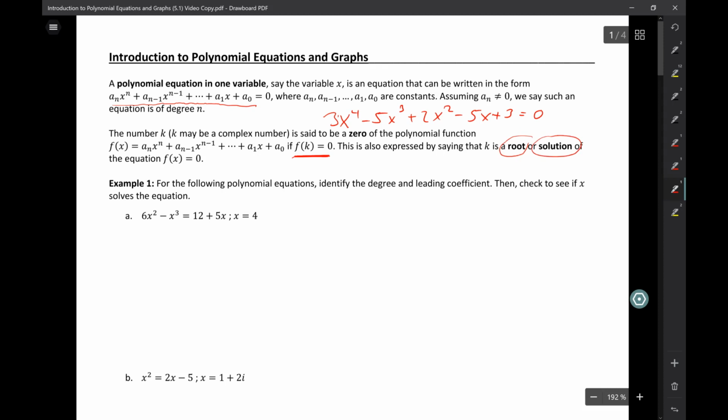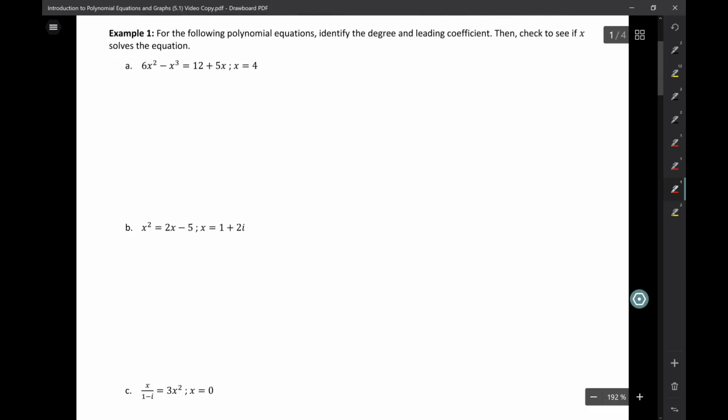So we could say that they are real roots or complex roots, or real solutions or complex solutions, depending on what type of solutions we find. For example, for the following polynomial equations, we want to identify the degree and the leading coefficient, then check to see if x solves the equation.